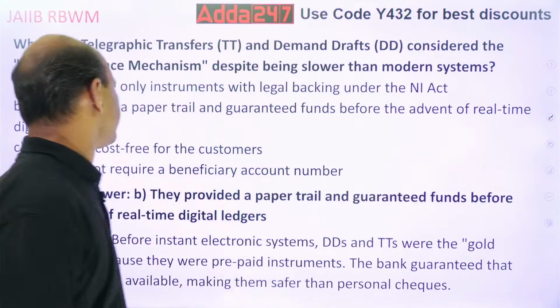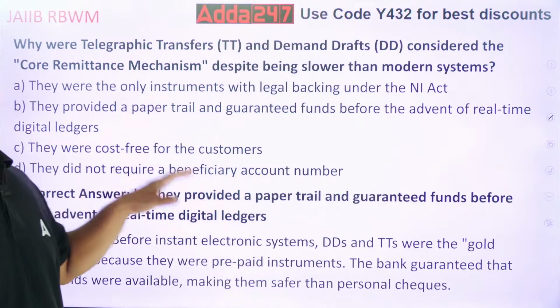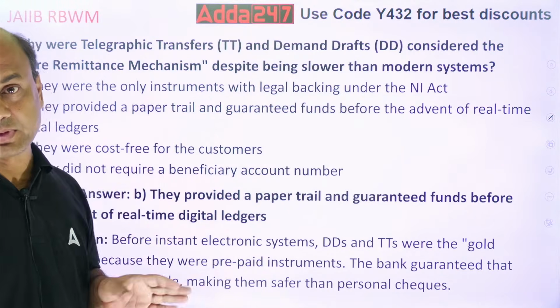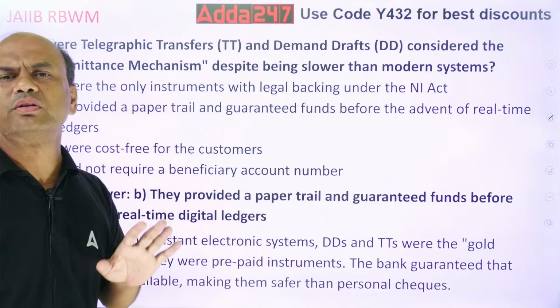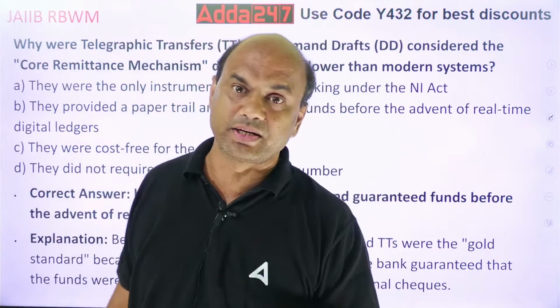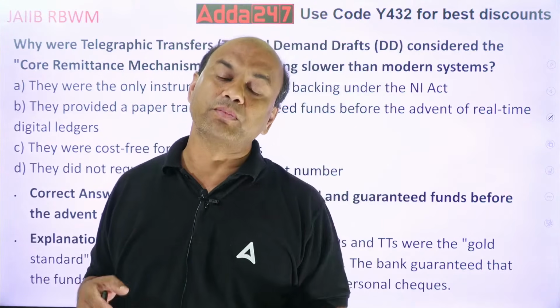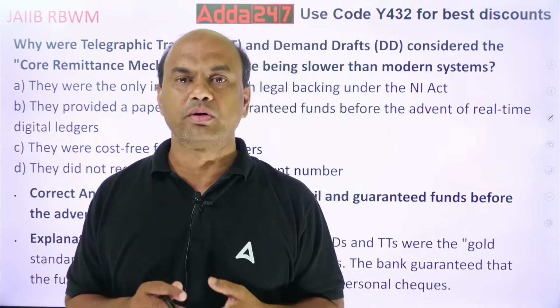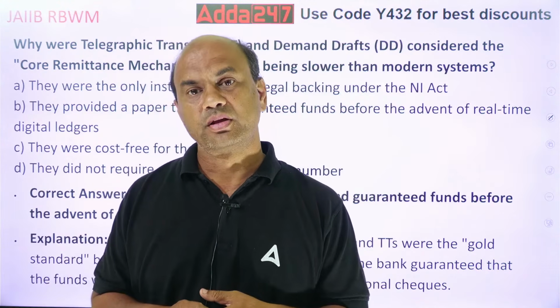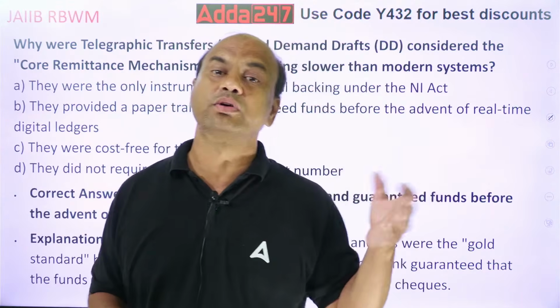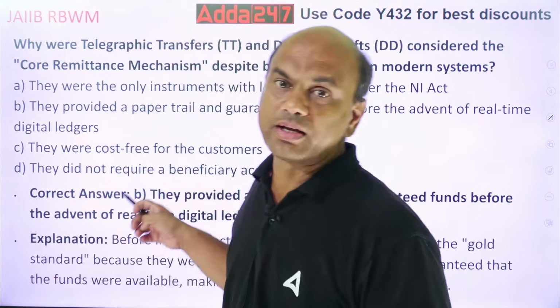See, answer is B. They provided a paper trail. Demand draft will have a paper trail. TT will also have a paper trail. TT is always used for foreign exchange payments. Many of you might not have used TT up till now. Why? Because you all deal in INR, rupees. But if you deal in forex, dollars, then you will find TT.